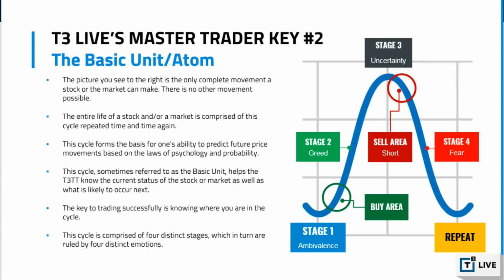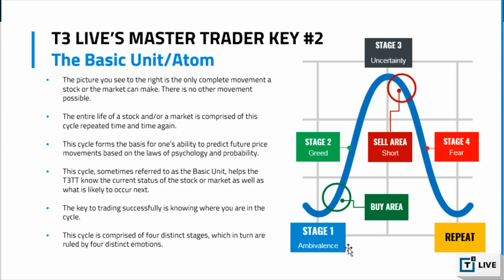This cycle forms the basis for one's ability to predict future price movements based on the laws of psychology and probability. This cycle, sometimes referred to as the basic unit, helps the T3 trader know the current status of the stock or the market as well as what's likely to occur next. The key to trading successfully is knowing where you are, where the stock is in the cycle. And this cycle is comprised of 4 distinct stages, which are in turn ruled by 4 distinct emotions.